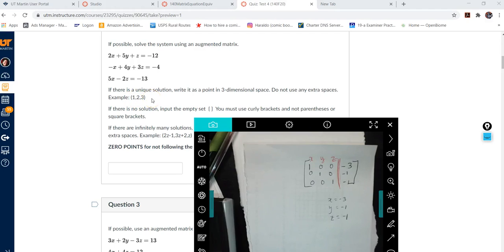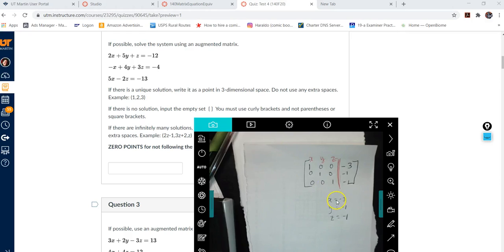Coordinates are written with parentheses, and I had some people use curly brackets. So I guess they read this here for the empty set, saying you had to use curly brackets for the empty set, and thought you had to use curly brackets for everything. I mean, there's a clear example there. You write points with parentheses, coordinates with parentheses.